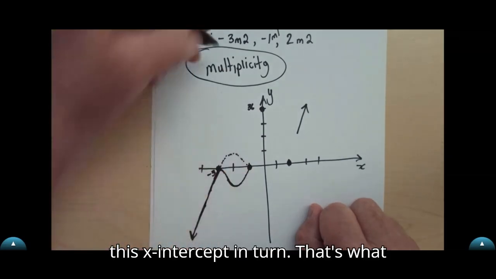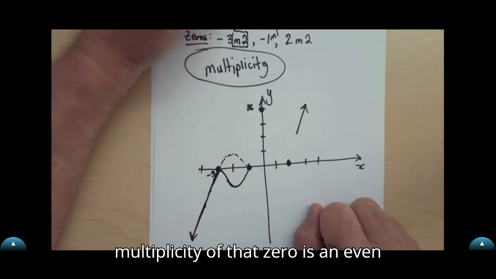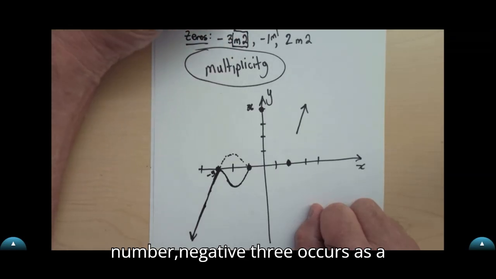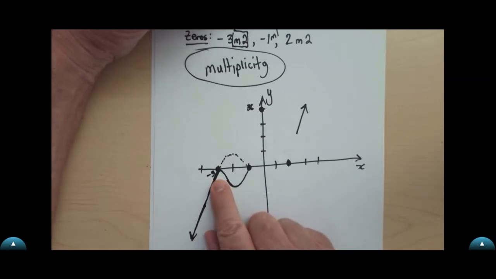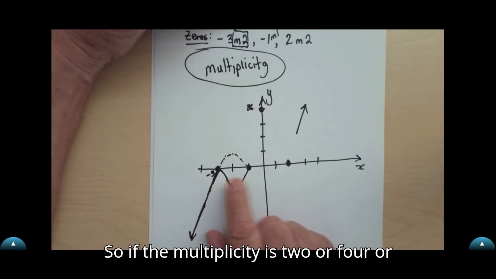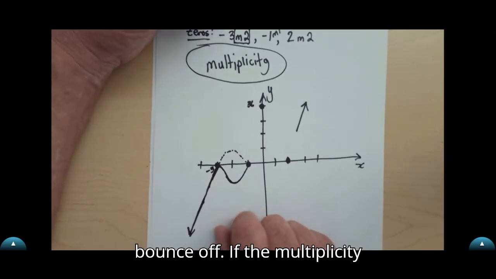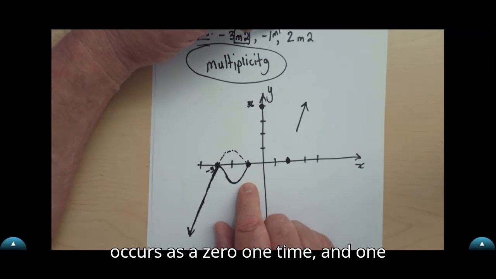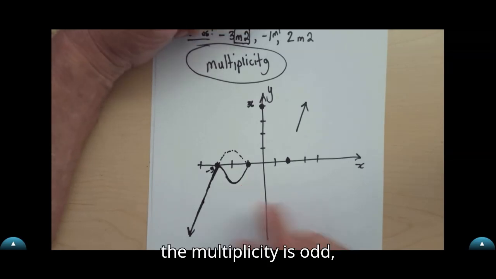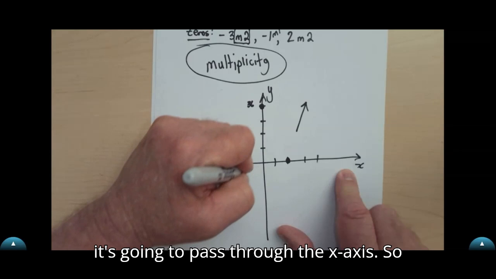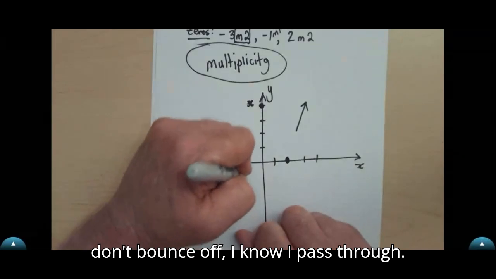It's going to hit this x-intercept and turn. That's what multiplicity tells you. If the multiplicity of that 0 is an even number, -3 occurs as a 0 an even number of times, 2 times, it's going to bounce off. So if the multiplicity is 2 or 4 or 6 or 8, it's going to bounce off. If the multiplicity is odd, so notice -1 only occurs as a 0 1 time, and 1 is an odd number, right? If the multiplicity is odd, it's going to pass through the x-axis. So when I get to -1, I know I don't bounce off. I know I pass through.